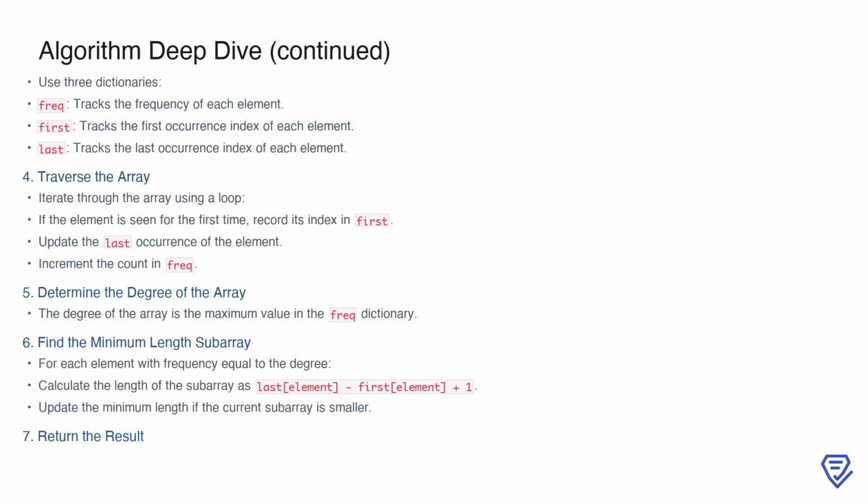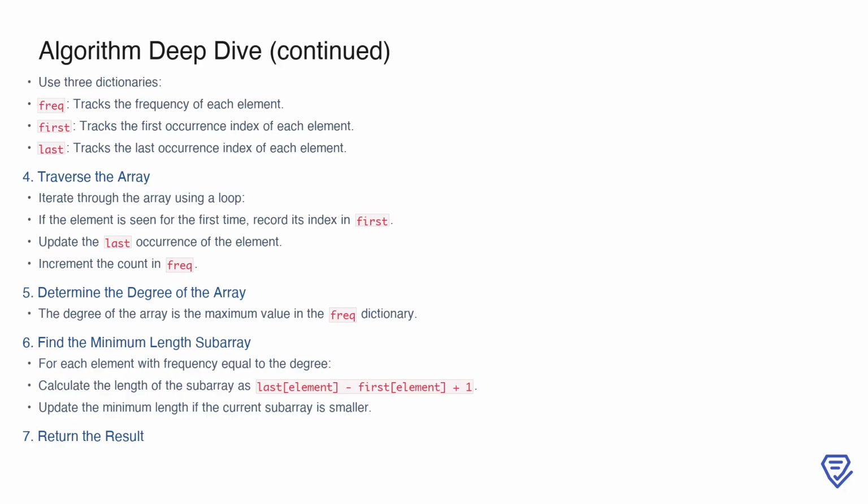To implement this solution, we use 3 dictionaries: frequency to track the frequency of each element, first to store the first occurrence index, and last to store the last occurrence index. These dictionaries allow us to quickly access the information needed to calculate the degree and subarray boundaries. We then traverse the array using a loop. For each element, if it's encountered for the first time, we record its index in the first dictionary. Regardless of whether it's new, we update its last occurrence in the last dictionary and increment its count in the frequency dictionary.